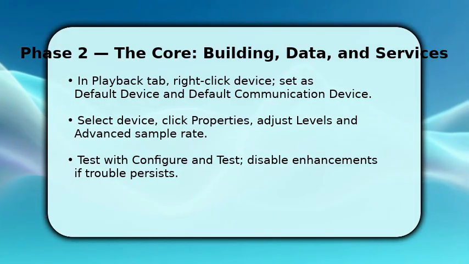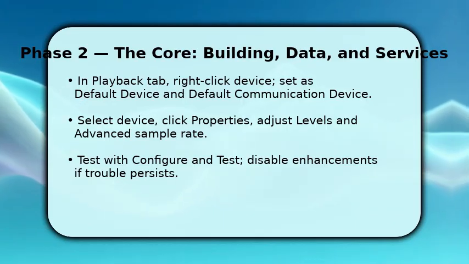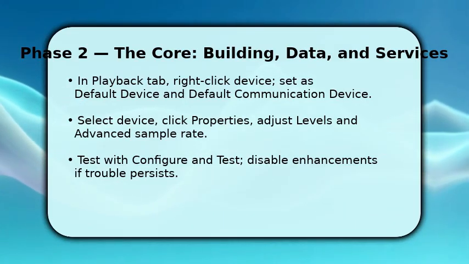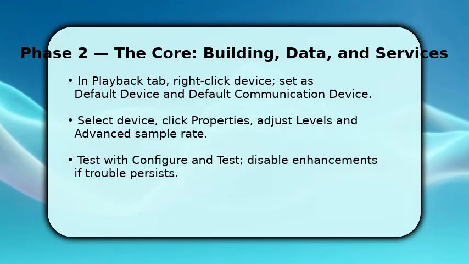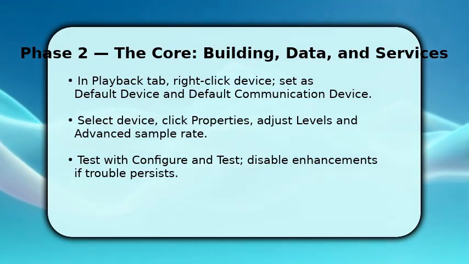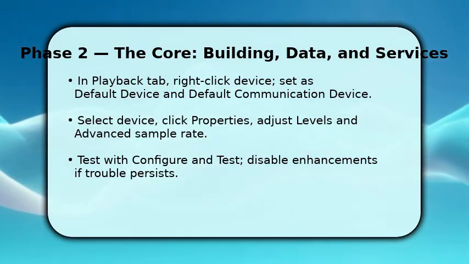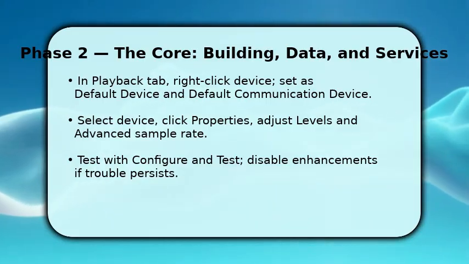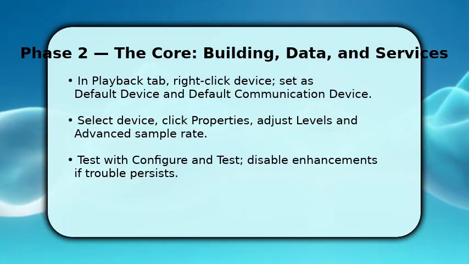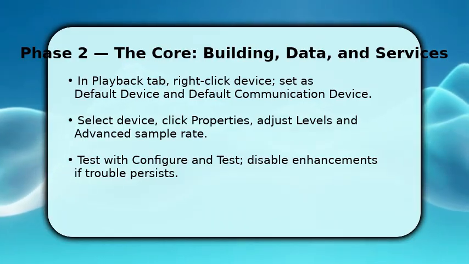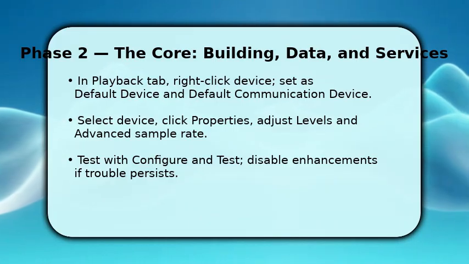Once set, open Properties and go to Levels to raise volume and balance. Then open Advanced to confirm the sample rate matches your hardware, 44,100 Hz or 48,000 Hz commonly. Configure the speaker setup and press Test to hear clicks. If you still have issues, disable Enhancements in the Advanced tab, because driver conflicts often cause dropouts.